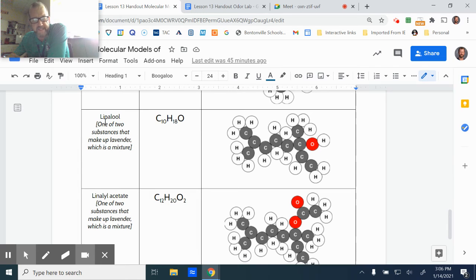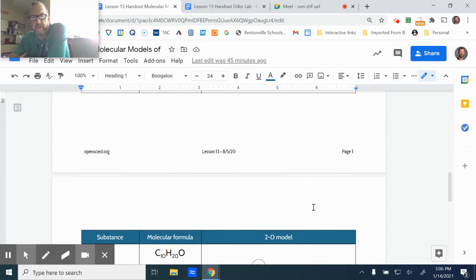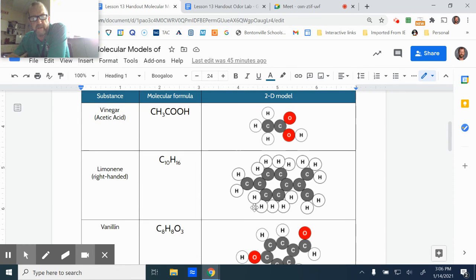One is, and I'm probably going to say these differently, but I call this one linalool. And the other one is linalyl acetate. So what you're going to do is I'm going to go ahead and explain with lemon because that was the first one I did.